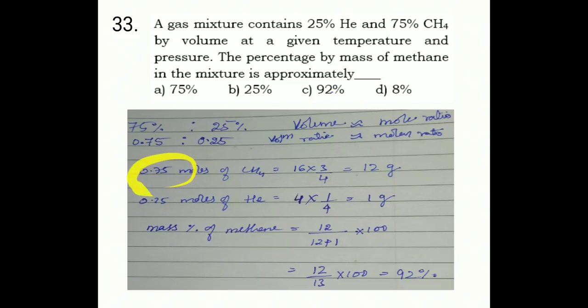So 0.75 moles of CH4, and mole is equal to mass by molecular mass. Correct? We want mass, so moles into molecular mass you have to do. So mole is 0.75, that is 3 by 4 into 16, 12 gram you will get. So 0.25 moles of He will have 4 into 0.25, that is 1. So mass percent of methane is equal to 12 divided by 12 plus 1, into 100. So the answer you are going to get is 92%.